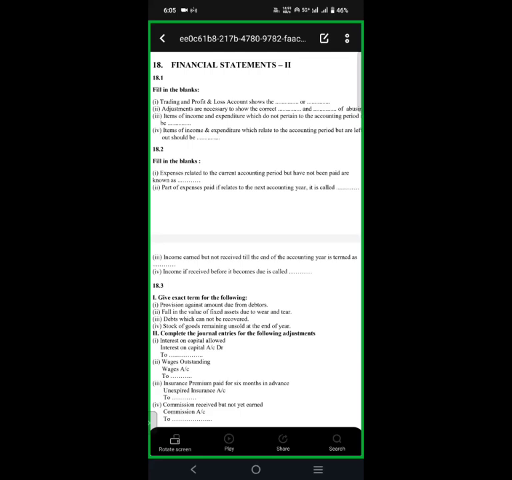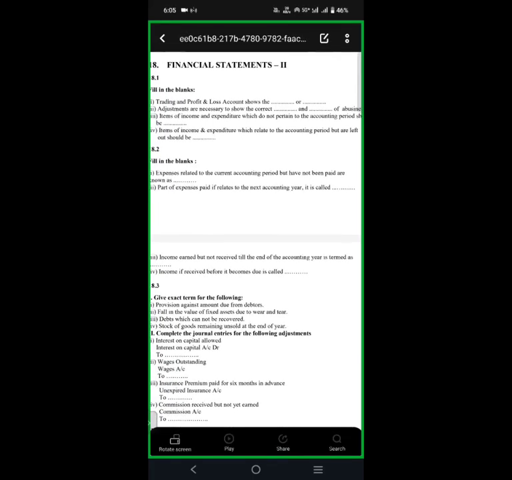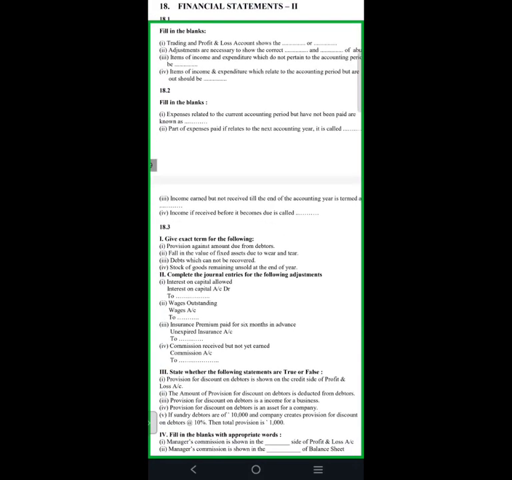Items of income and expenditure which relate to the accounting period but are left out should be accounted for. Expenses related to the current accounting period but have not been paid are known as outstanding expenses. Part of expenses paid, if related to the next accounting period, is called prepaid expenses.